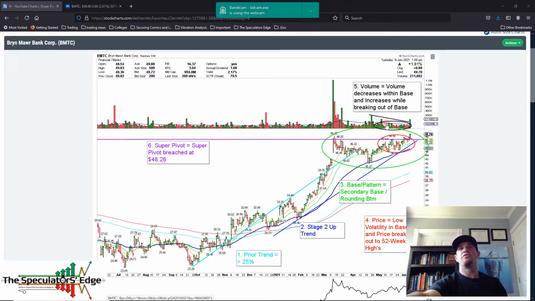Then what we're going to look for next is volume. We're going to see what volume is doing, because volume is the fuel for price. Volume is practically everything besides price. So we're going to look for a decrease in volume within the base. And then next we're going to look for an increase in volume, or in demand, coming out of the base or out of the pattern itself.